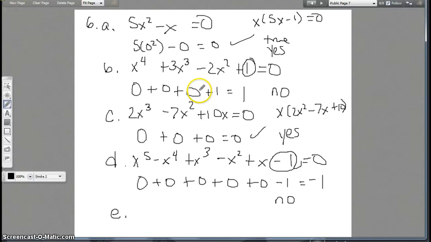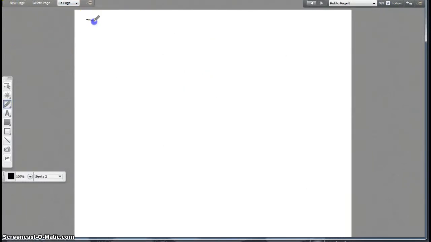Okay, that was number 6, which is just like number 10, except for number 10 that I assigned for homework, you have to tell whether or not 1 is a solution of the equation, not 0. So be sure you remember to use 1 for x. Okay, let's look now at number 7. Number 7 is just like number 11 that I assigned for homework. And we're going to look at a bunch of these different parts. Number 7 says solve each of the following equations for x.